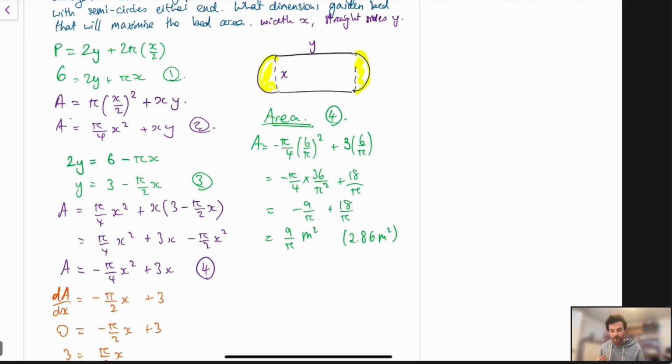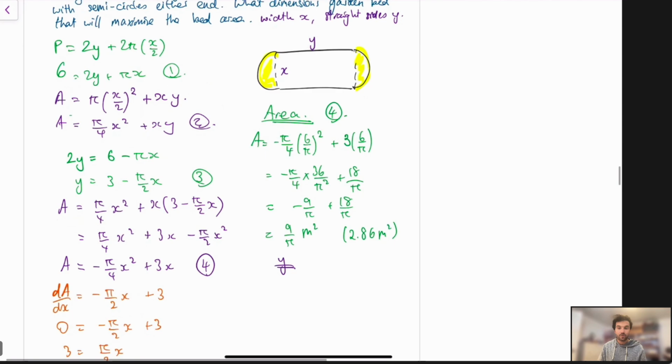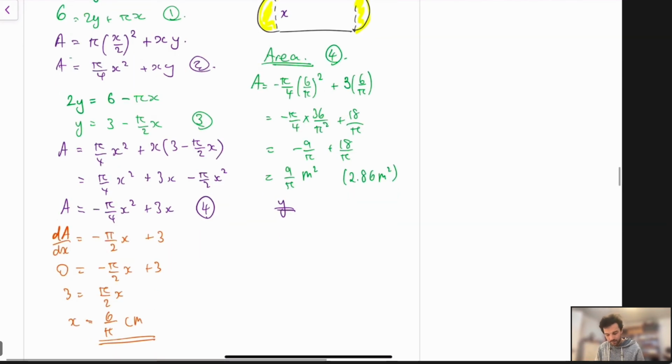Now let's find out our y. I really like this bit. Remember the y represents the straight edges. We've got an equation for y already in terms of x, equation 3, so that's what we're going to use here.